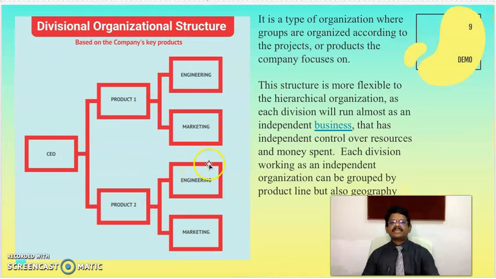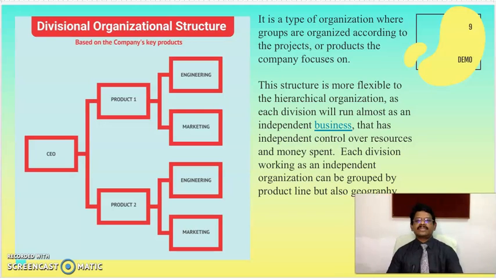Then look at the next structure, called the divisional organizational structure. This is based on the company's key products. You can see that different types of products are there. If you take one company, several products are produced. Hindustan Lever, for example, produces several products, like product 1 and product 2.